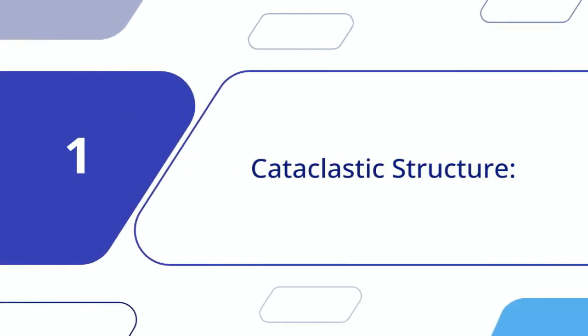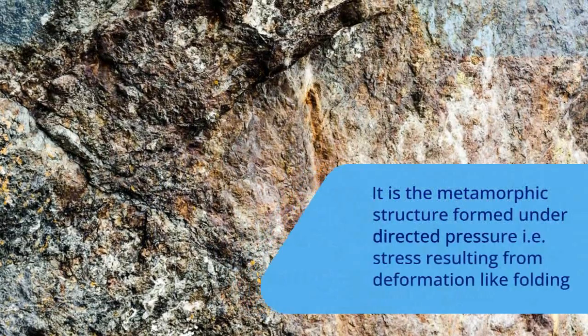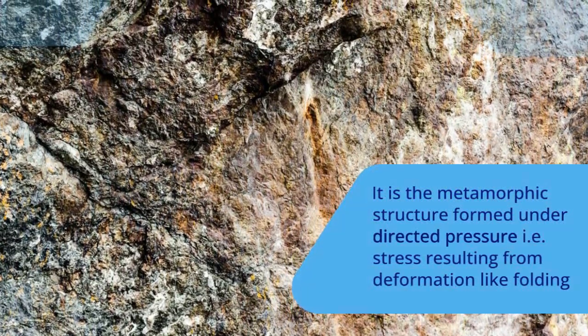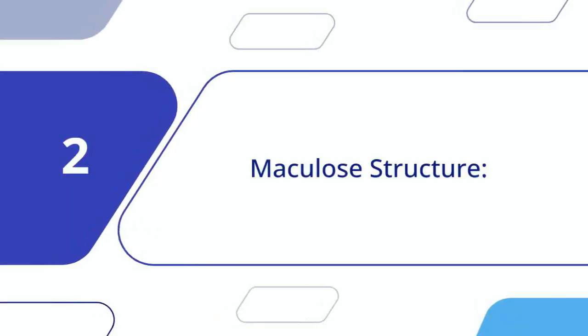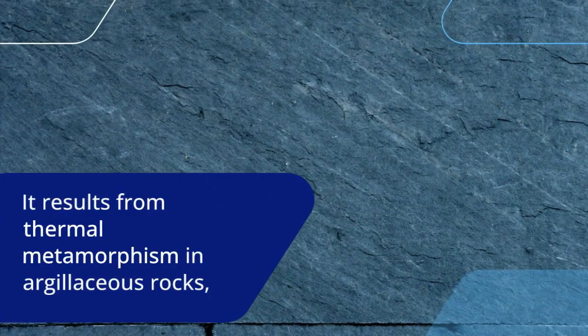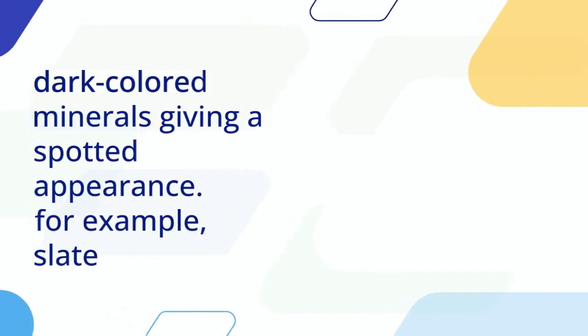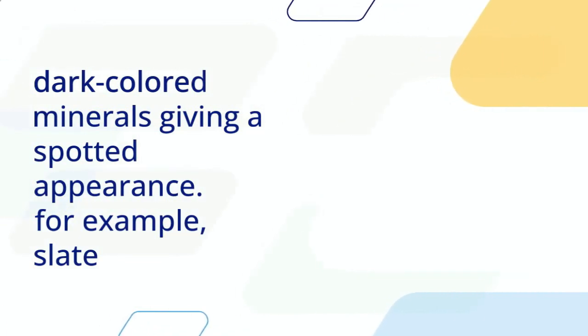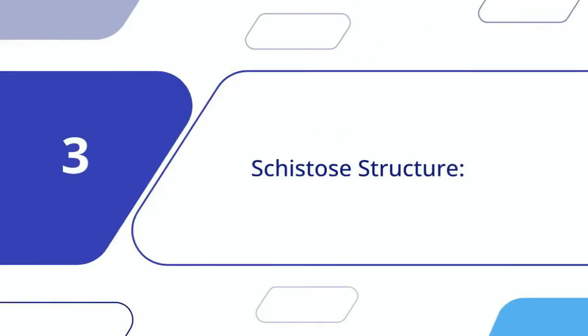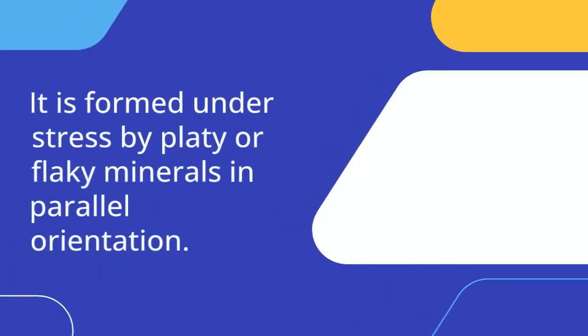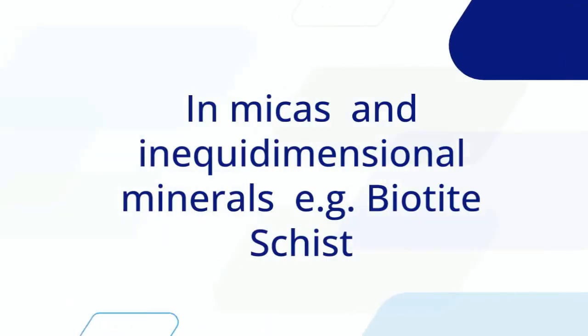1. Cataclastic structure. It is the metamorphic structure formed under directed pressure such that stress results from deformation like folding. 2. Maculose structure. It results from thermal metamorphism in argillaceous rocks, with dark-colored minerals giving a spotted appearance, e.g., spotted slate. 3. Schistose structure. It is formed under stress by platy or flaky minerals in parallel orientation, in micas and equidimensional minerals, for example, biotite schist.